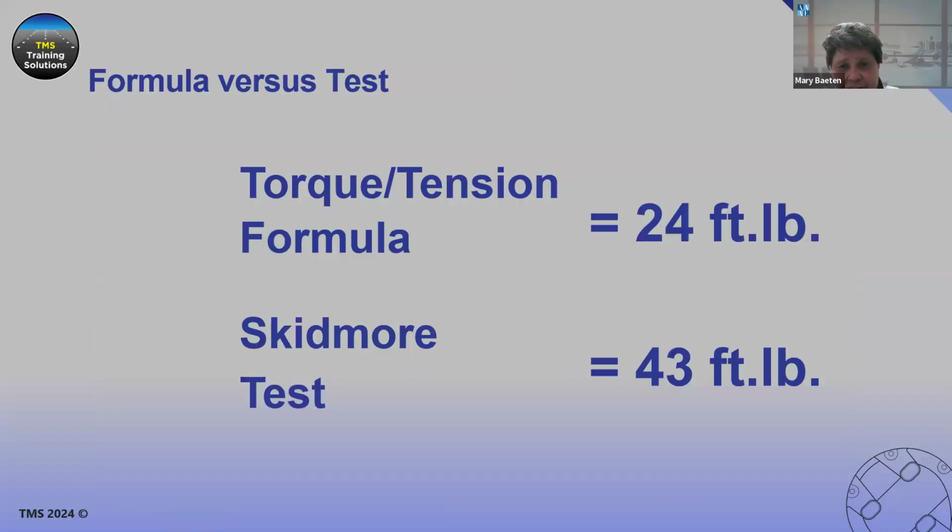So you can see there's a vast difference between using the formula, which told us we only needed 24 foot-pounds to get to 3,800 pounds of clamp load, and 43 foot-pounds. Most of that is due to the washer difference, because we use some aggressive washers in there. That creates a lot of friction. So that's why we need the additional torque.